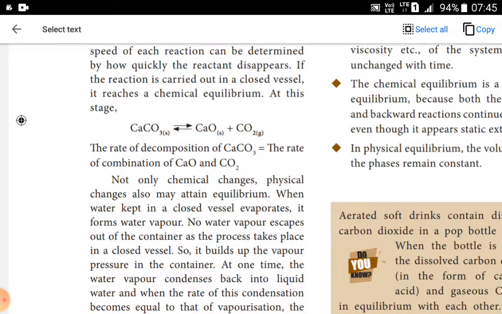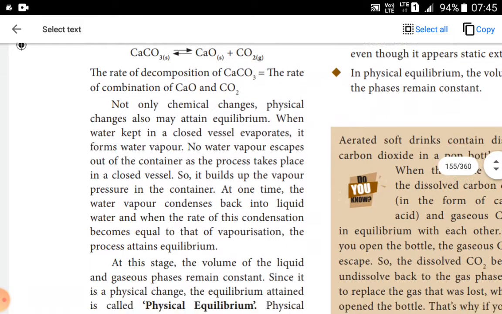So the rate of formation of vapor and the rate of condensation of water are going to attain equilibrium at one state. That is, the volumes of the liquid and gaseous phases are both in a constant state. That means there will be no change in the concentration of the reactant and product. This is called a physical equilibrium.